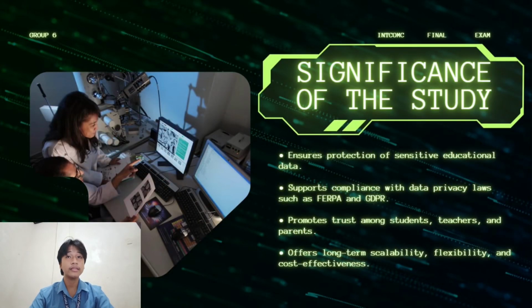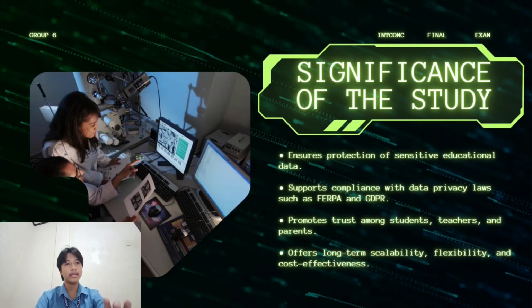The next one is the significance of the study. What is our significance of the study? This study is significant because it addresses the growing demand for data security and privacy in the educational sector. The first one is ensures protection of sensitive educational data. Schools deal with highly sensitive information every day, including grades, student records, and performance data, which if compromised could have serious consequences. By adopting private cloud computing, schools can protect their data through encryption and restricted access.